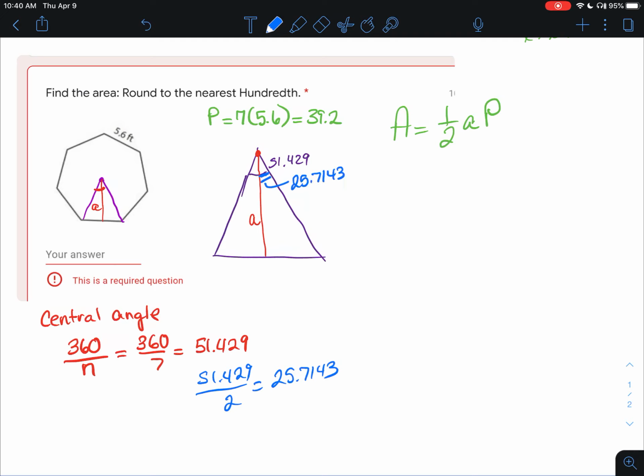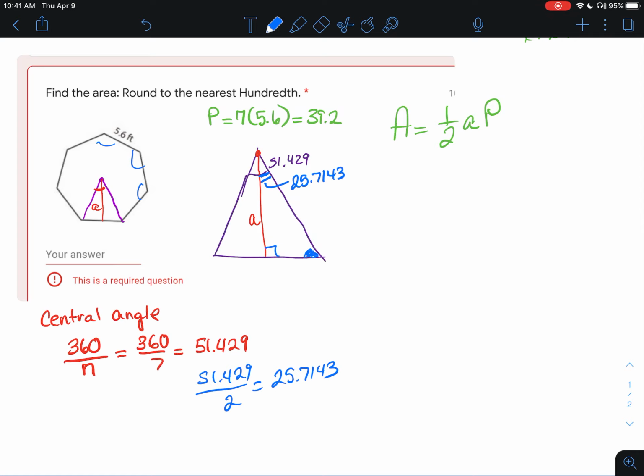So this angle is 25.7143. And like I said, you could have gone and found all of these interior angles of this regular polygon using n-2 times 180 divided by n, and you would have done the same thing. It's just you would have been finding this lower angle instead of the central angle. But I just find 360 divided by the sides is a little bit easier. All right, so once again, we have an angle measure, we have an apothem.